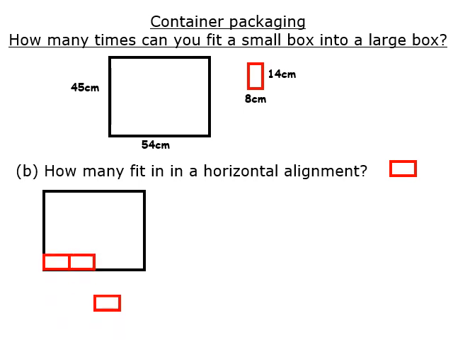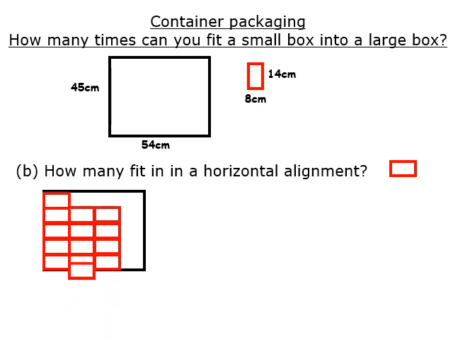So there's 1, 2, 3. There's not enough space here to get another one in. So we've only got 3 in a row. How many rows have we got? 2, 3 rows, 4 rows, and we can just squeeze in a 5th row. So from our visual, we are getting 15 of the wee red boxes in there.